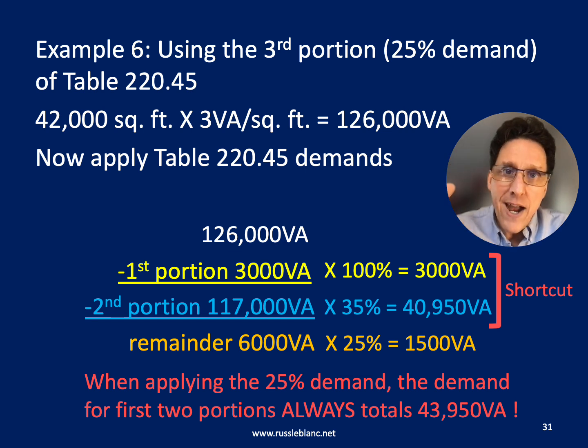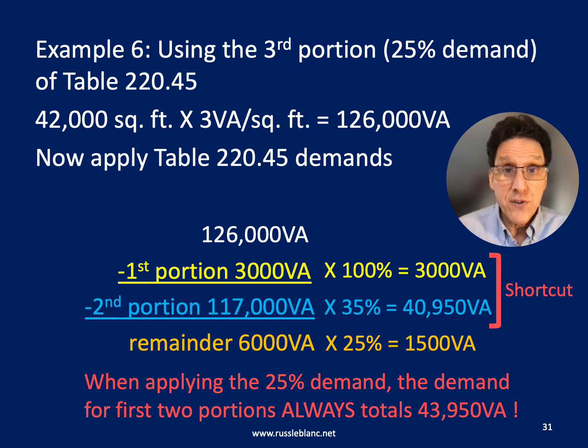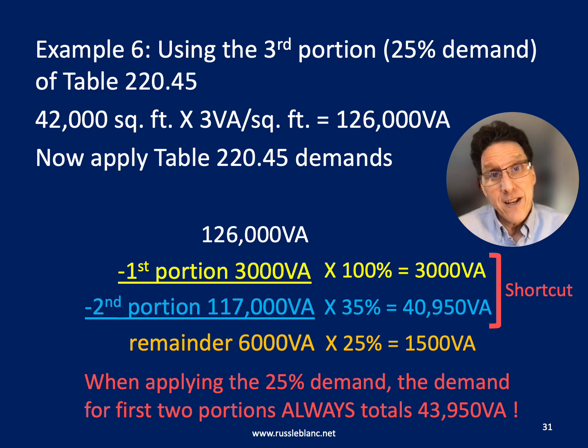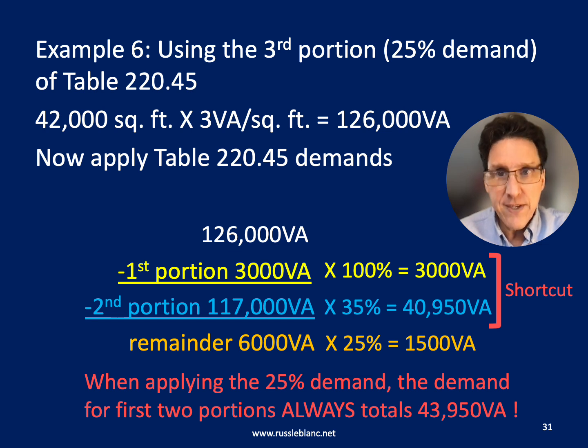So if we know that, it becomes a constant, and then we really only have to worry about the third portion, because we know the first two portions are going to total 43,950 once we apply the demands. So we really only have to calculate the third portion. What's over and above 120,000? Well, in this case, it was 6,000 volt amps, right? So let's take a look at the next slide.